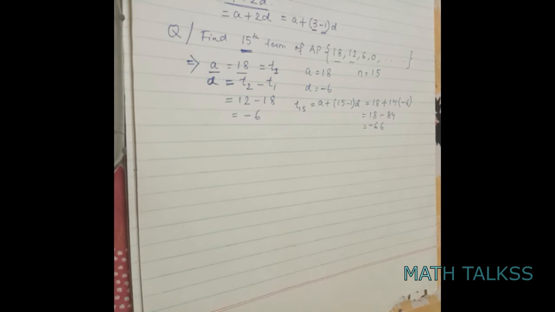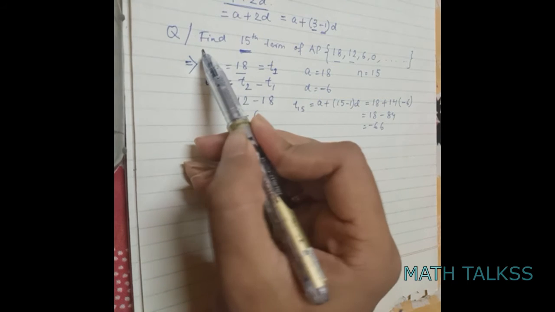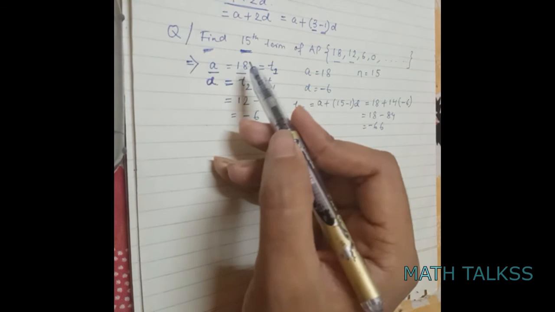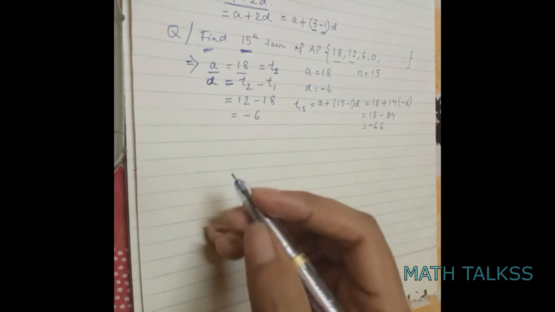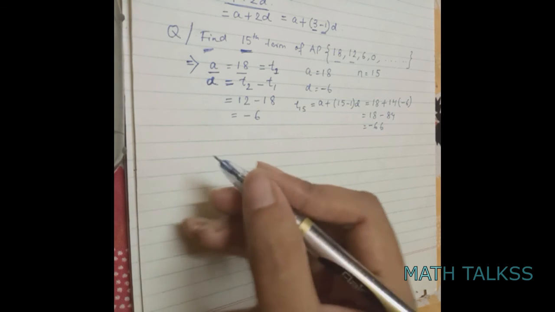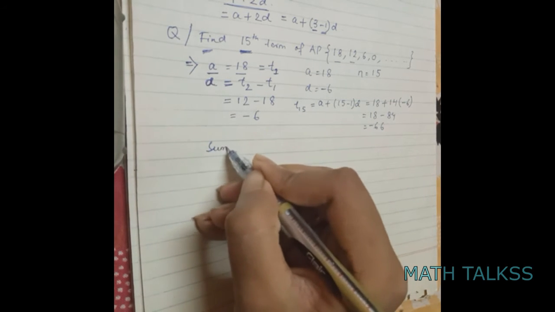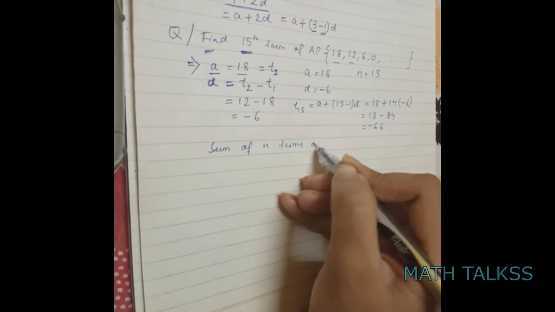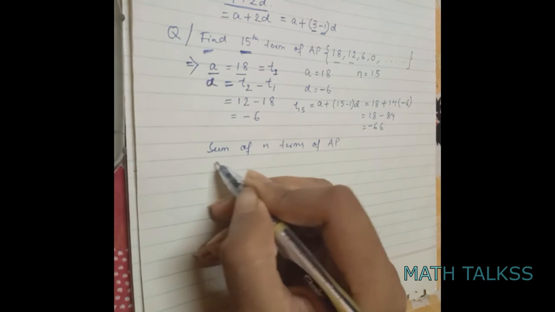So we have understood how to find the nth term of an AP. We have also understood the common difference, and we have also seen an example. So we have understood how to solve the problem of finding the nth term of an AP. Now it's time to find the sum of n terms of an AP.